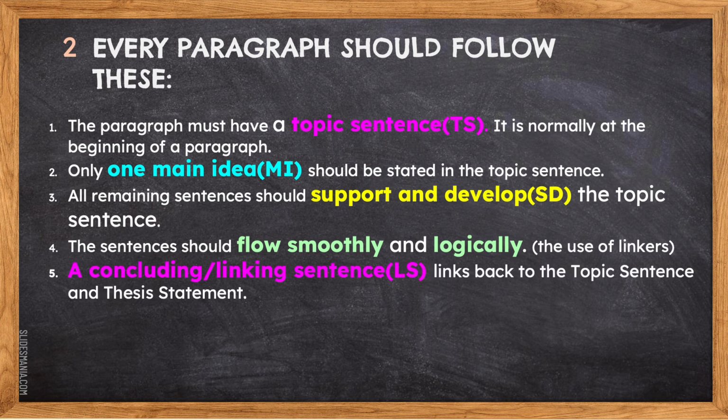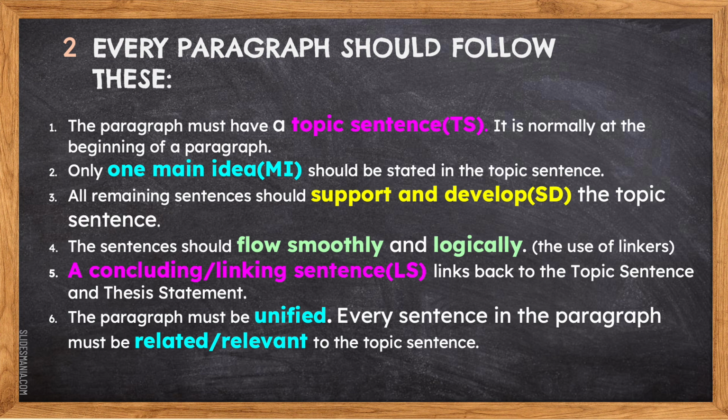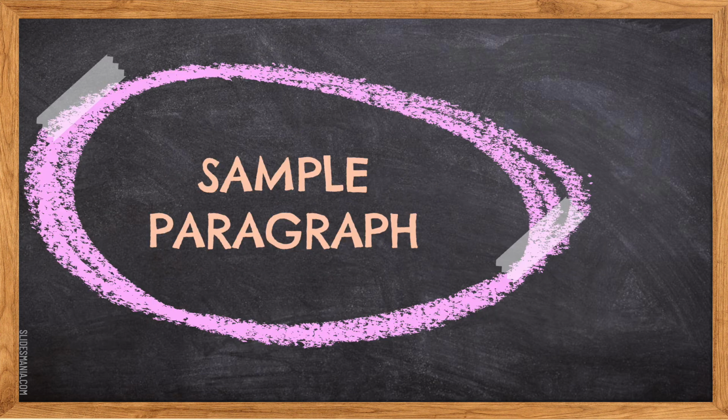Right, and finally, at the end of the paragraph, you should have a concluding or linking sentence. Okay, so it links back to your topic sentence or the main idea, and also to the thesis statement. Okay, and your paragraph must be unified. What it means by unified is that every sentence in the paragraph must be related and relevant to the topic sentence. So whatever is not explaining the main idea should not be in that paragraph. Okay, so let's look at one sample paragraph.